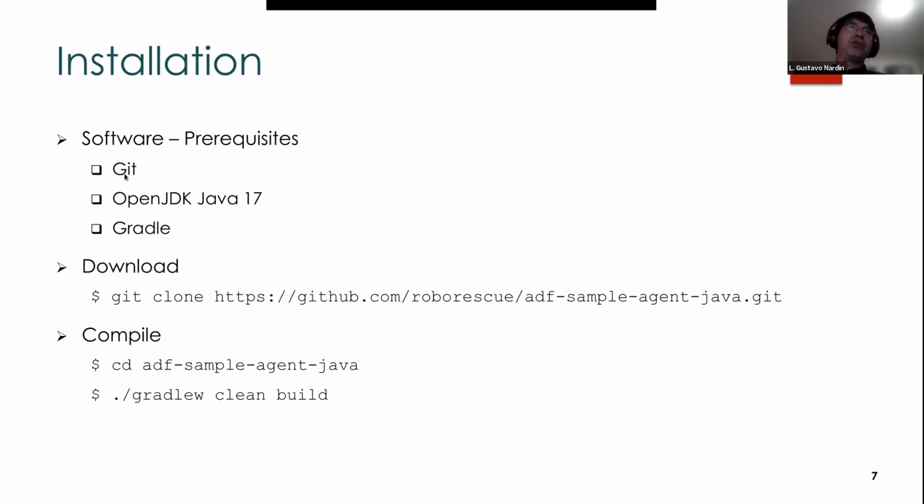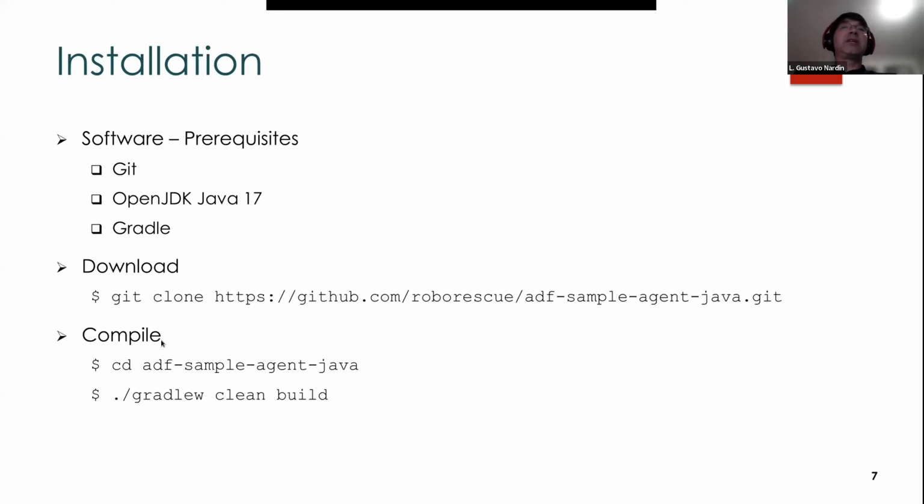Like in the other project, we also have some prerequisites. For the installation, we have prerequisites: Git, OpenJDK Java 17, which must be version 17, and Gradle. To download, you can use git clone to clone the repository that is on our GitHub. You don't need to clone the core because the ADF sample already downloads the core automatically and embeds it into its source code as a dependent library.